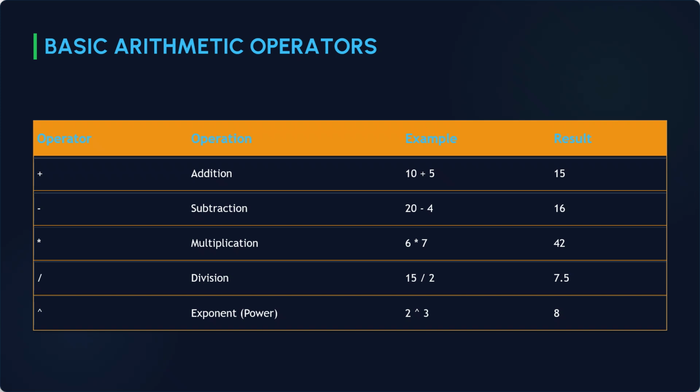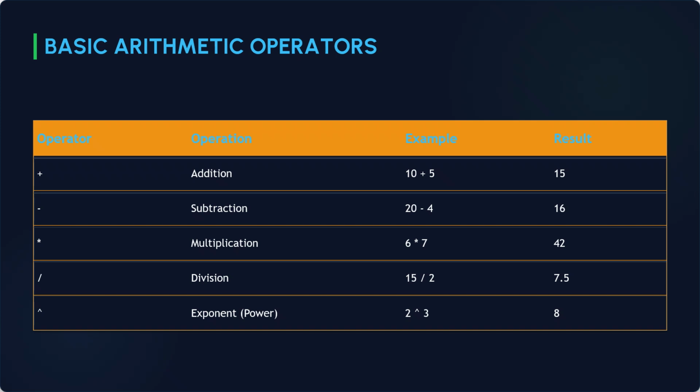Now you may have noticed here that plus and minus are given the same operators, but for multiplication we use asterisk. So if we have to multiply 6 by 7, we say it's 6 asterisk 7. The result would be 42.